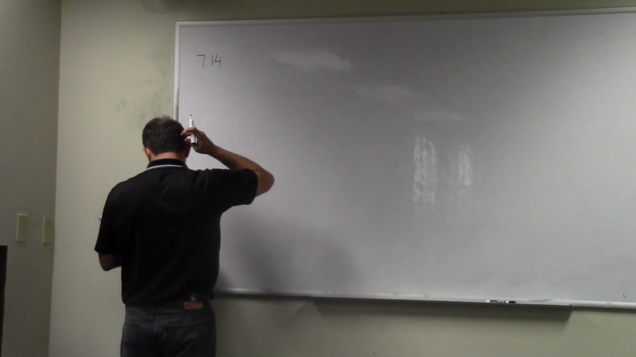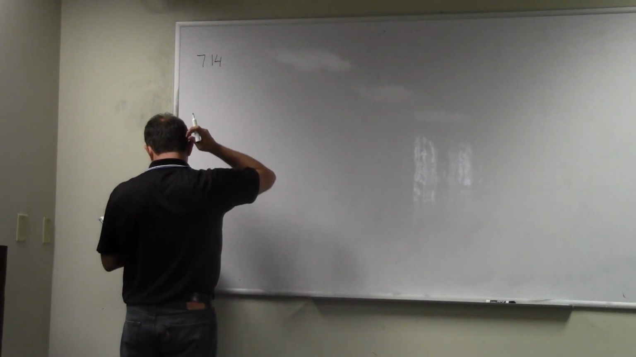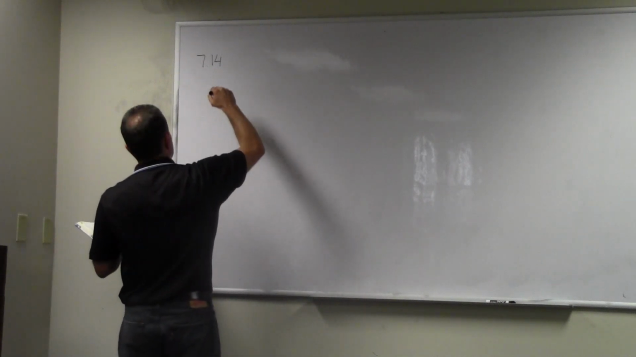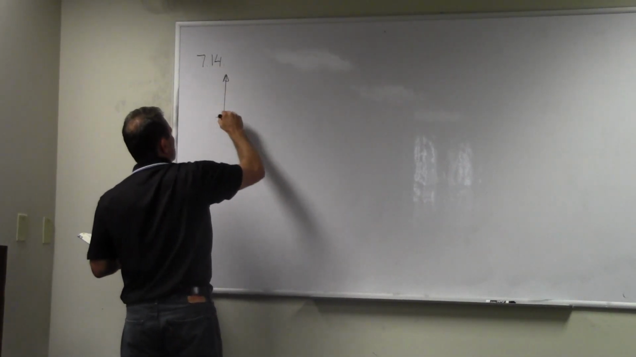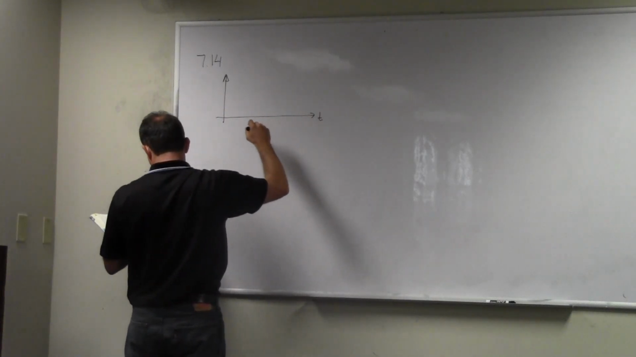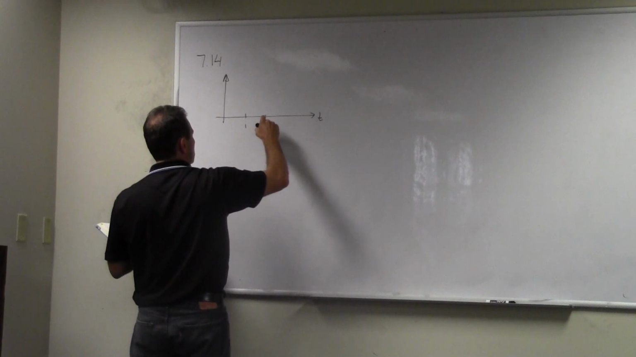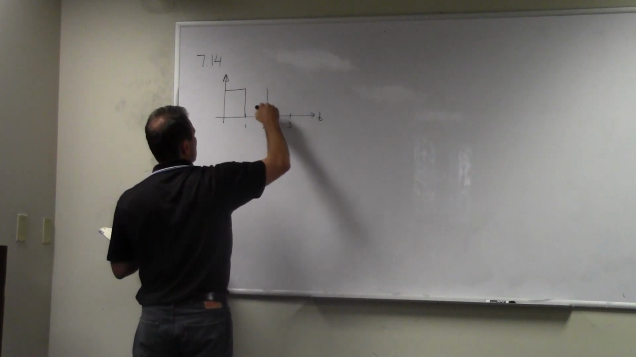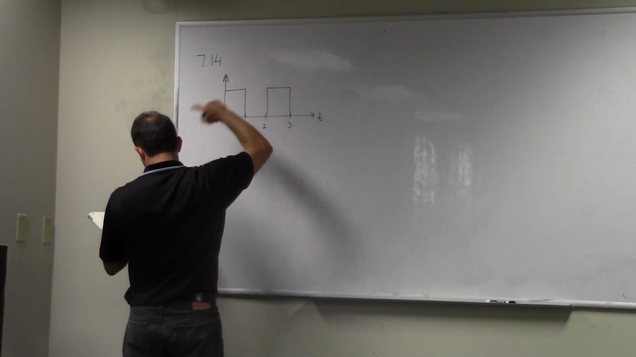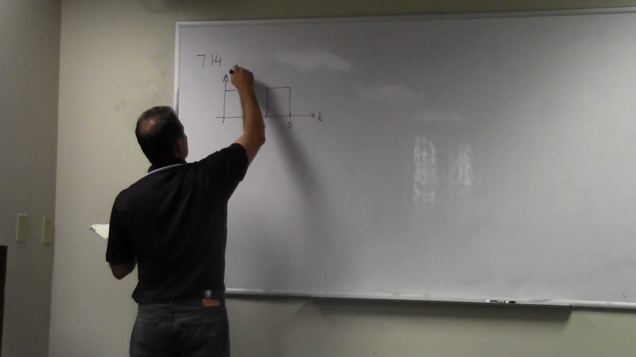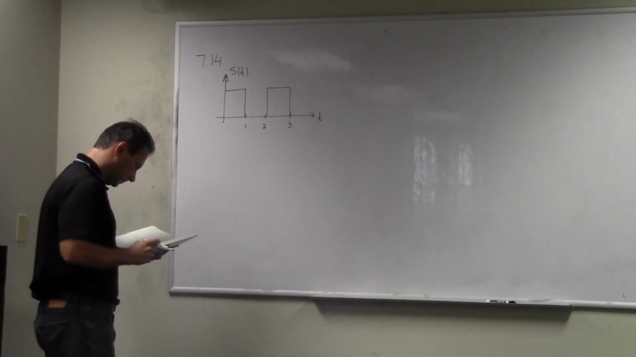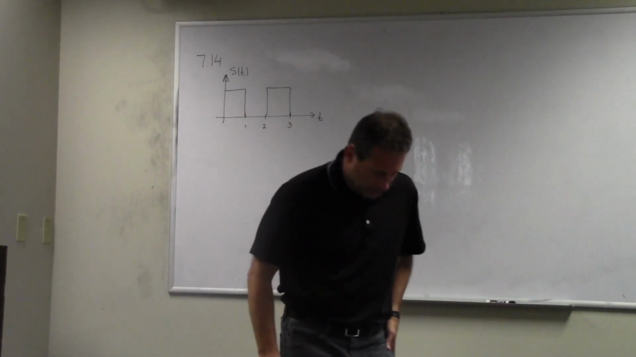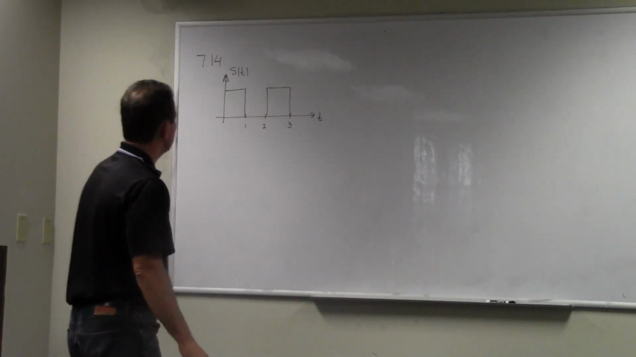It says an antipodal binary communication system employs signals as S of t that looks like this. This is T. This is 1, 2, 3. So this is S of T. So it says sketch the impulse response of the filter matched to S of T.